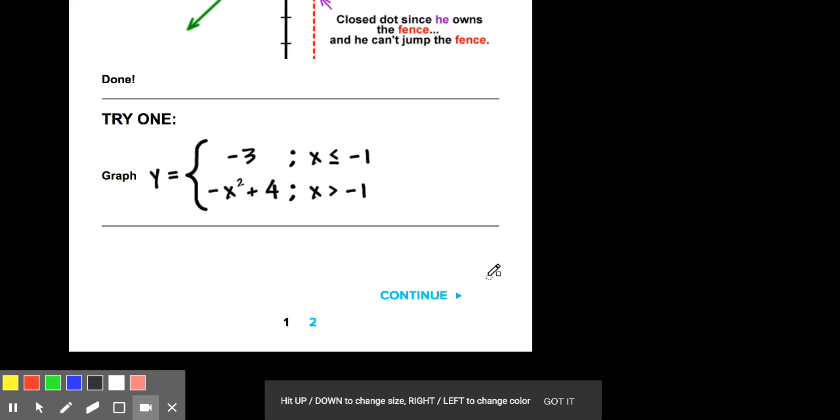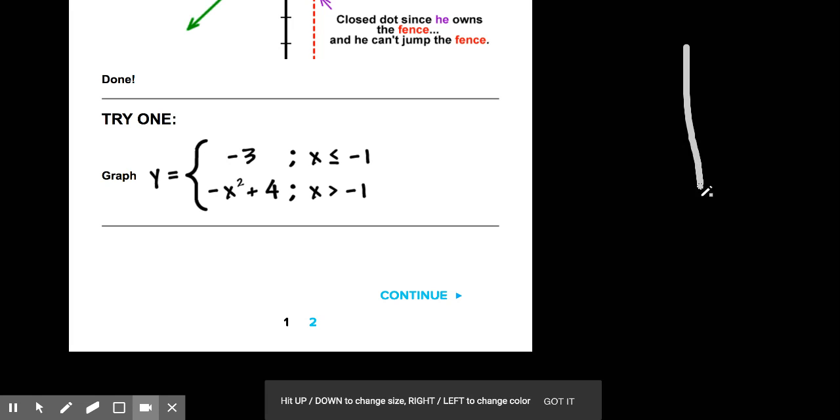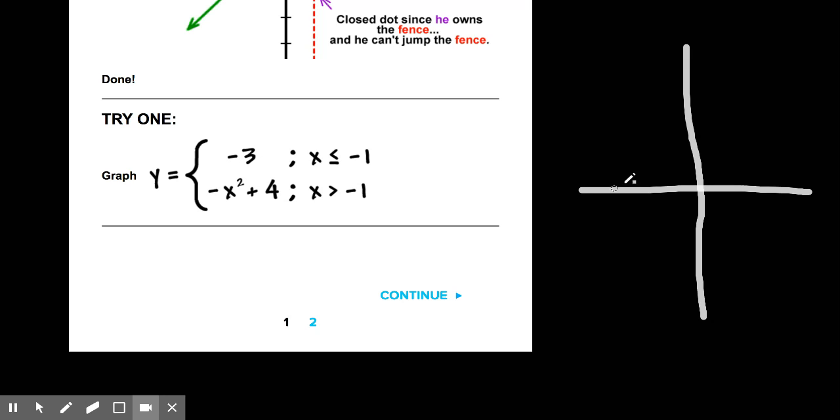Okay, so here is the answer. So we've got our coordinate axes. You can tell I'm just freehanding this here. So y equals -3 when x is less than or equal to -1. So -1 here and is included to the left. Something like that.